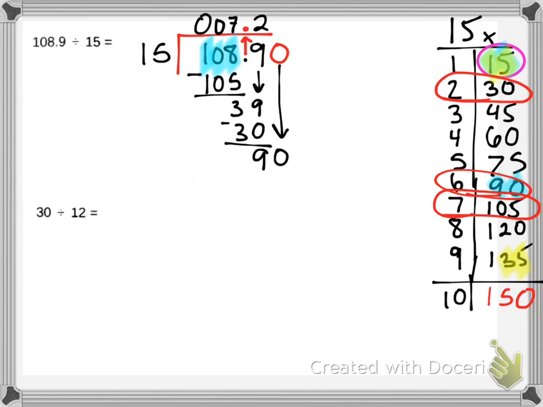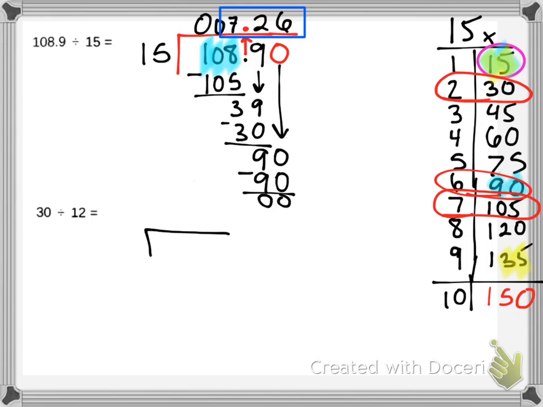So 15 times 6 is going to give us 90, and if you subtract that, then you'll end up with a remainder of 0. So now we're done, and my remainder is 7 and 26 hundredths. The next number we have is 30 divided by 12.